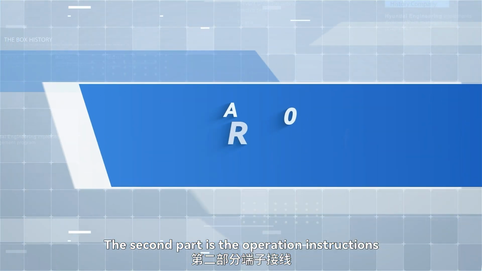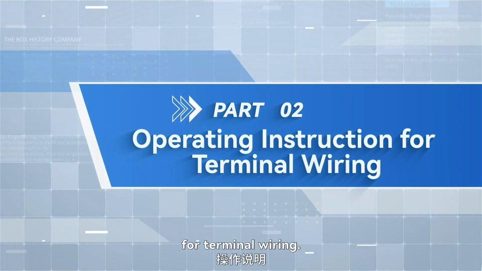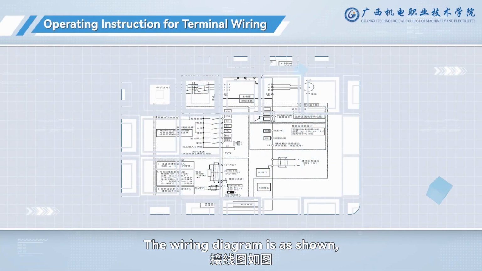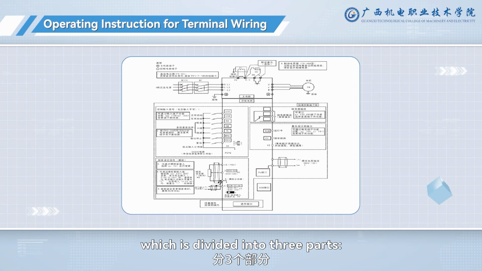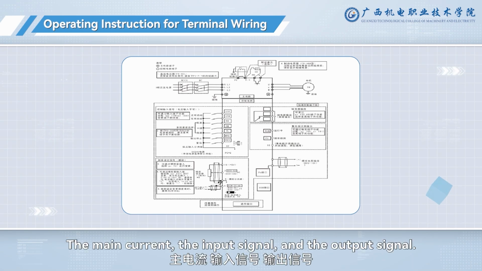The second part is the operation instructions for terminal wiring. The wiring diagram is as shown, which is divided into 3 parts: the main circuit, the input signal, and the output signal.